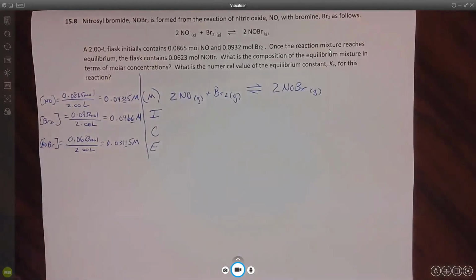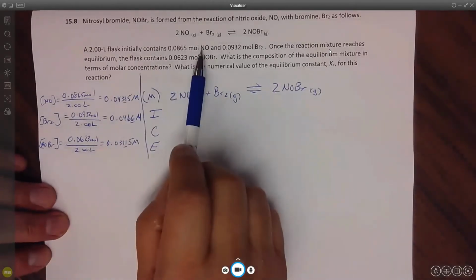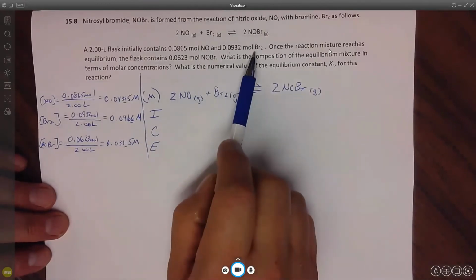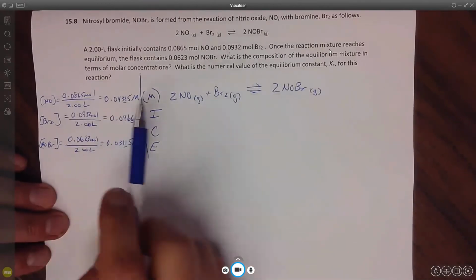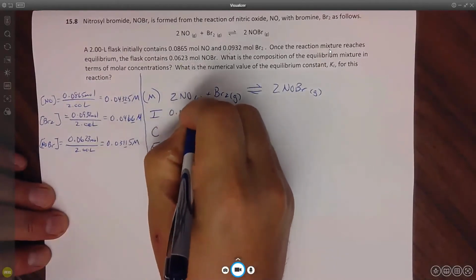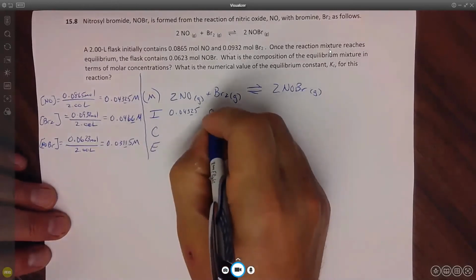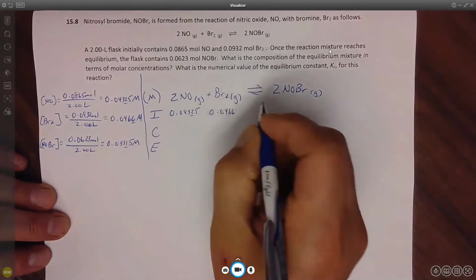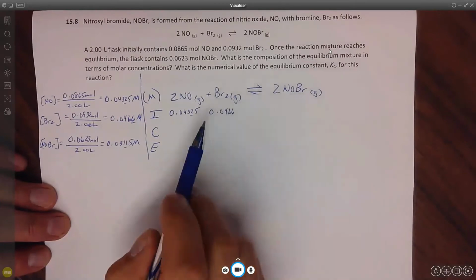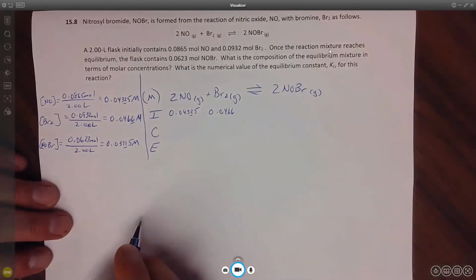So now we can set up the ICE table. It says initially it contains the nitric oxide and the bromine, so those were these concentrations here. Initially we had 0.04325 molar of the nitric oxide and 0.0466 molar of the bromine. And again, we're always going to assume that we have an empty reaction vessel.